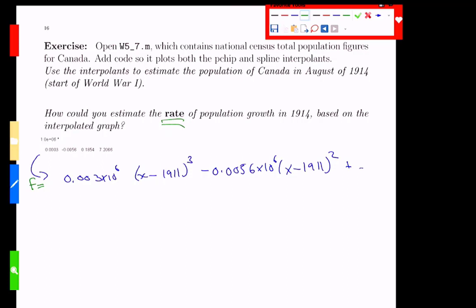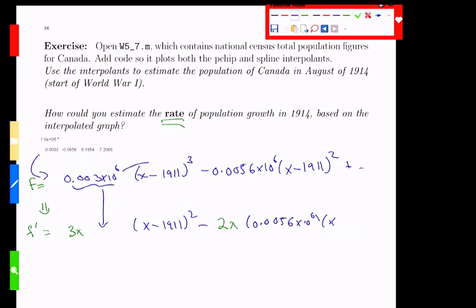Now you can write it out. You know that f prime will be 3 times that coefficient there times x minus 1911 squared minus 2 times this guy, because you bring the coefficient down, etc., 0.0056 x minus 1911. And you just do that all the way through. So getting a new polynomial is actually super easy.